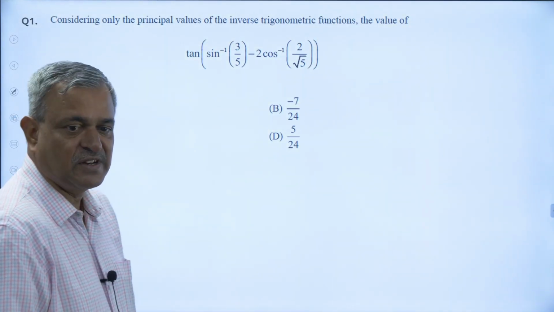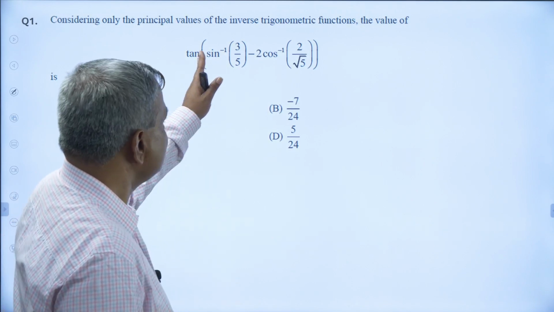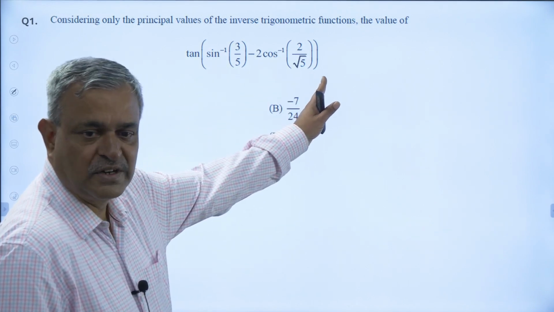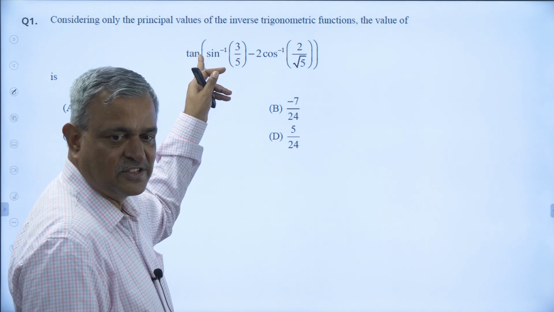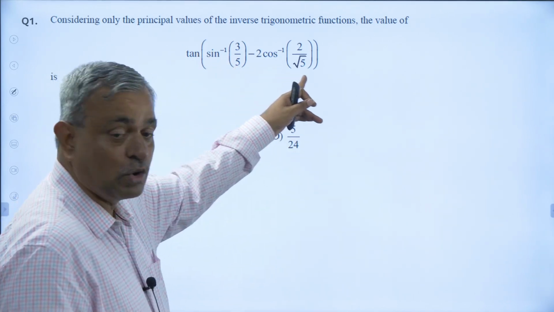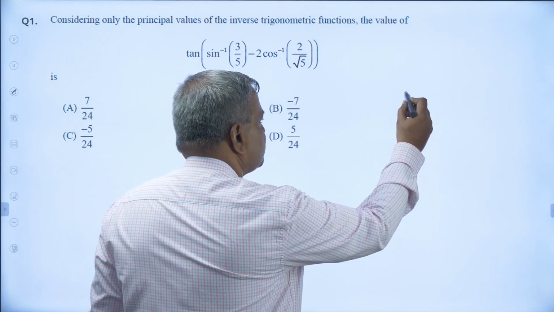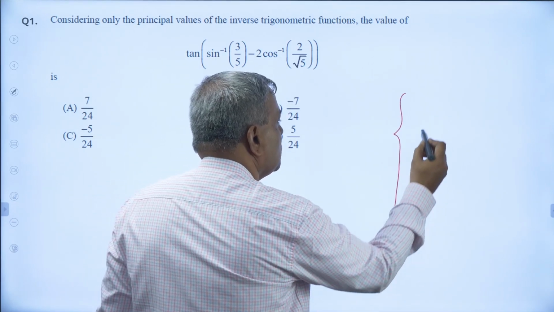This was the question that was asked. This comes under inverse trigonometric functions. Now tan is given, and inside it 2 cos inverse and sine. See, with sine there is nothing attached: sine inverse 3 by 5. We can't do anything further there. For 2 cos inverse, you recall the formulae we studied in the first year.